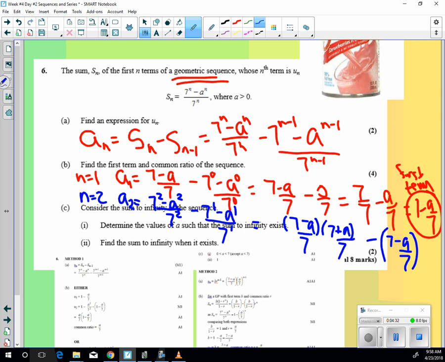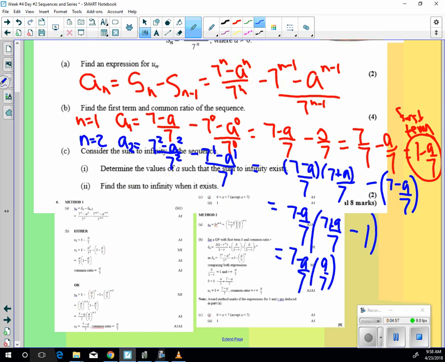What can I factor out of those two? 7 minus a over 7. What's left here? 7 plus a over 7 minus 1. So that's going to be 7 minus a over 7 times, 7 over 7 is 1, minus 1, this is a over 7. What's cool about that? What's awesome about that? What's incredible about that? What was my first term? 1 minus a over 7.